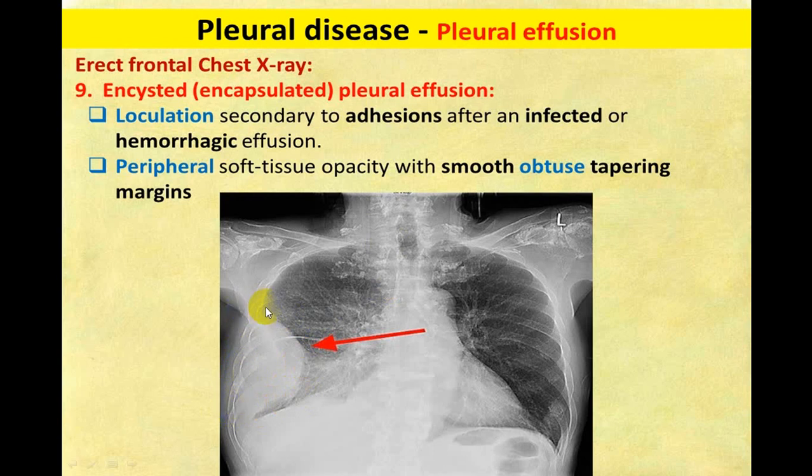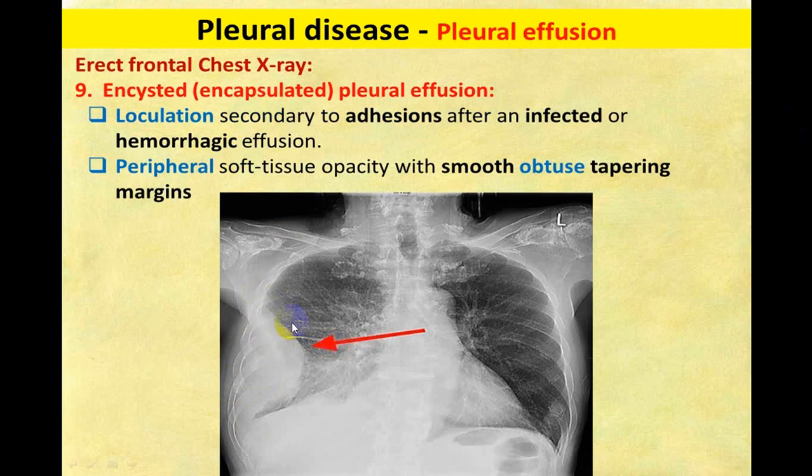Now this particular is called encysted pleural effusion. Encysted pleural effusion or encapsulated or loculated pleural effusion. This is producing silhouette sign at costophrenic angle, and it is producing it with a border of the chest, or we call it chest wall. So this will be in favor of encysted pleural effusion.